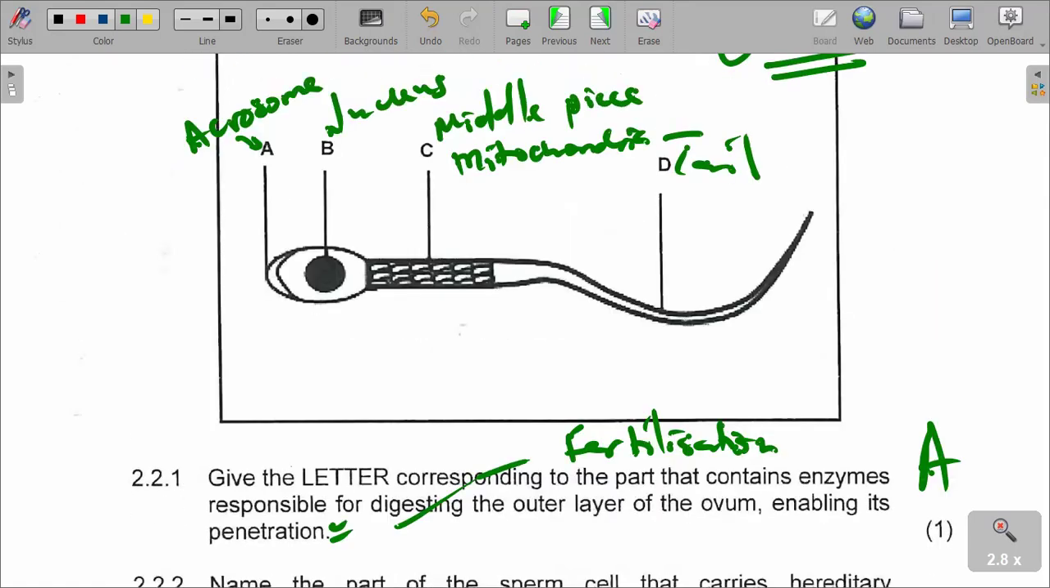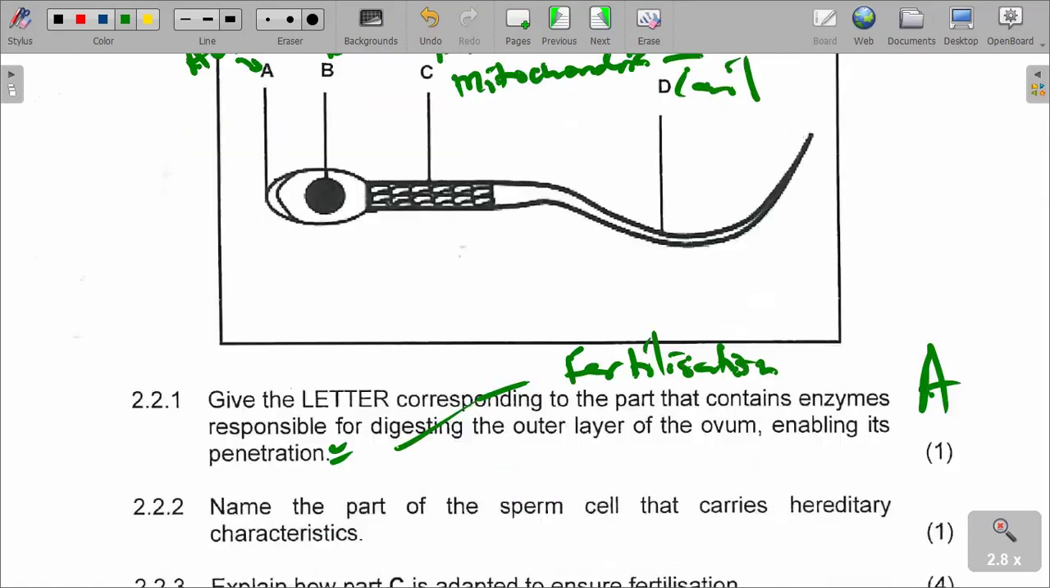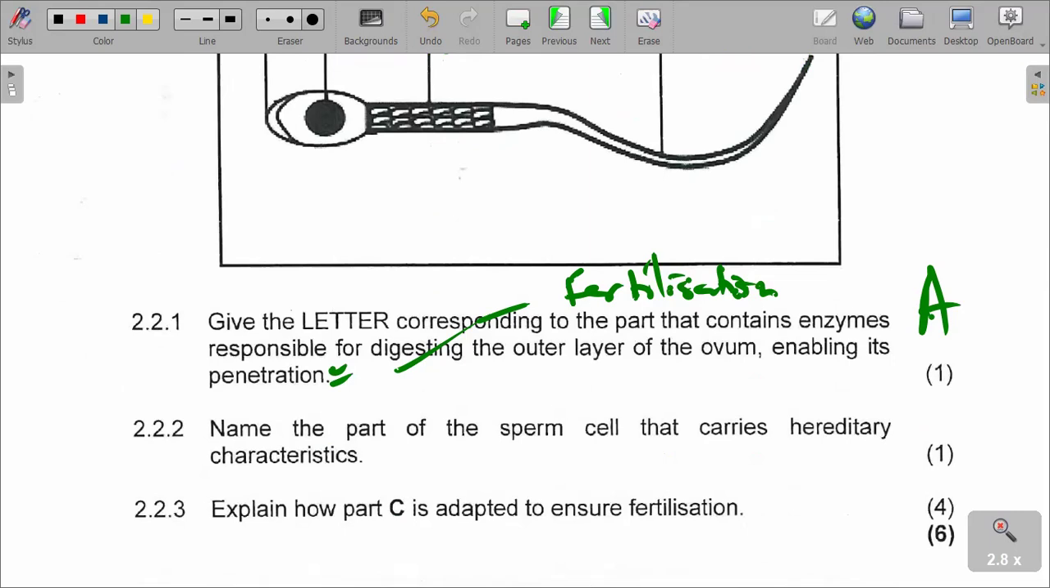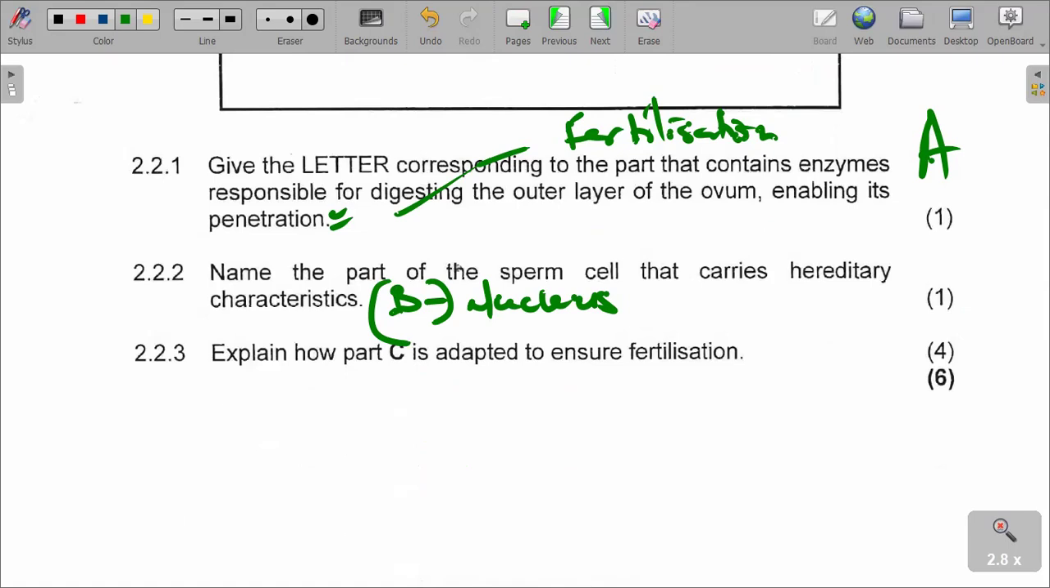Hereditary characteristics are carried in the nucleus. Name the part. It is the nucleus. We can say B, which is the nucleus. The question wants you to name the part. Don't give the letter. Name the part. Nucleus is the right answer, not the letter. I'm just saying it is B, but the answer must be nucleus.